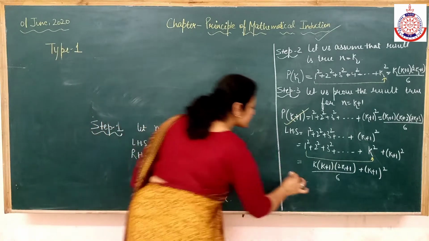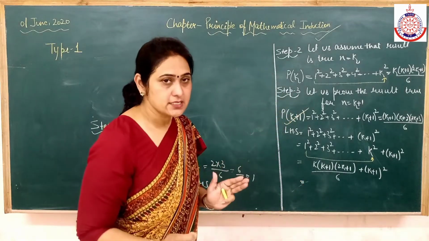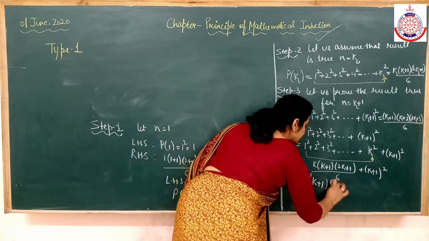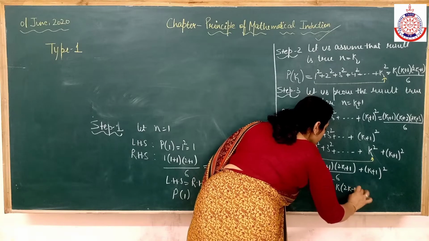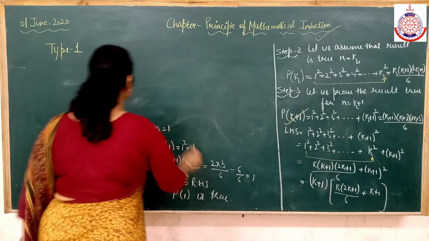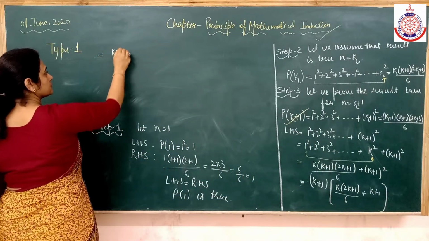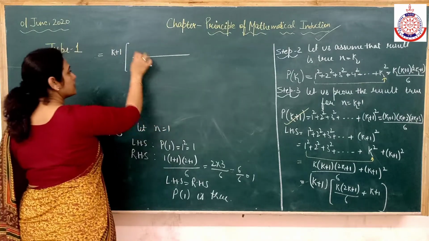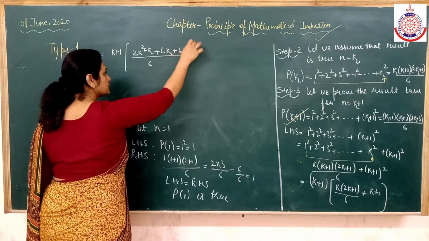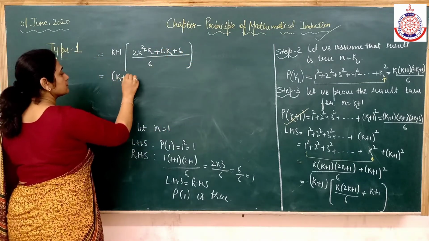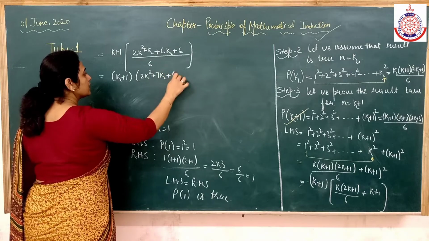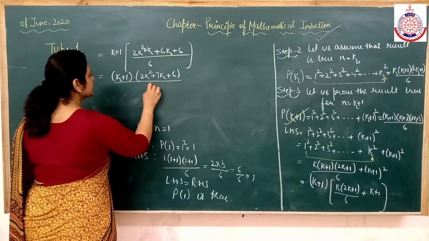For simplification, always keep in mind, don't start directly taking LCM. If something is coming common, you should take common first of all. K plus 1 is in both the terms, let's take it common. Inside I have k, 2k plus 1 by 6. Now I'll take LCM. Multiply. It is 2k square plus 7k plus 6 by 6.